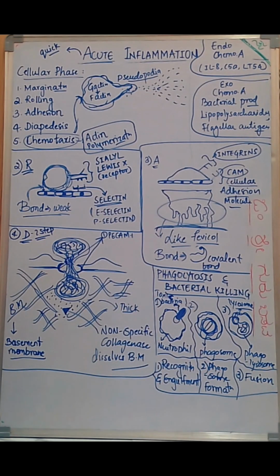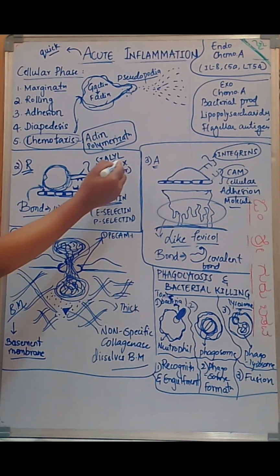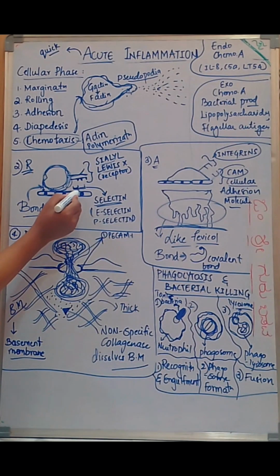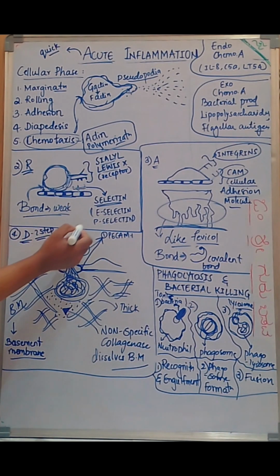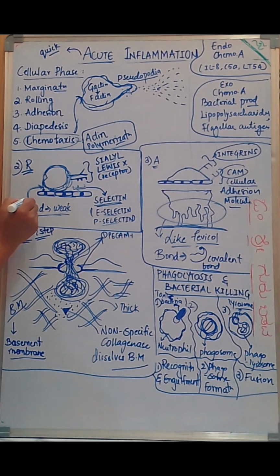So let's study the cellular phase in detail. Now, margination is already over and we should study about the rolling. Here, as you can see, this is the endothelial cell and this is the neutrophil. The receptor that is present on the neutrophil is the sialyl-Lewis X receptor, and the receptor that is present on the endothelial cell is selectin. It can be E-selectin or P-selectin. And the bond that is formed between the neutrophil and the endothelial cell is a weak bond.